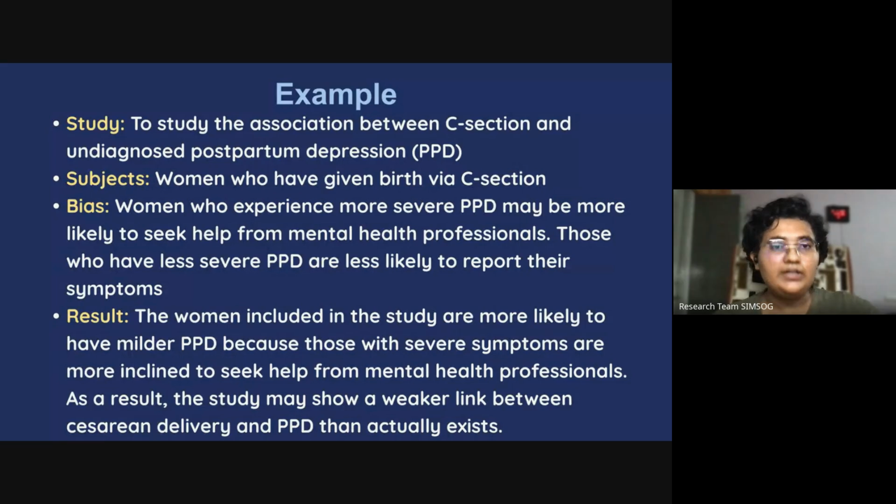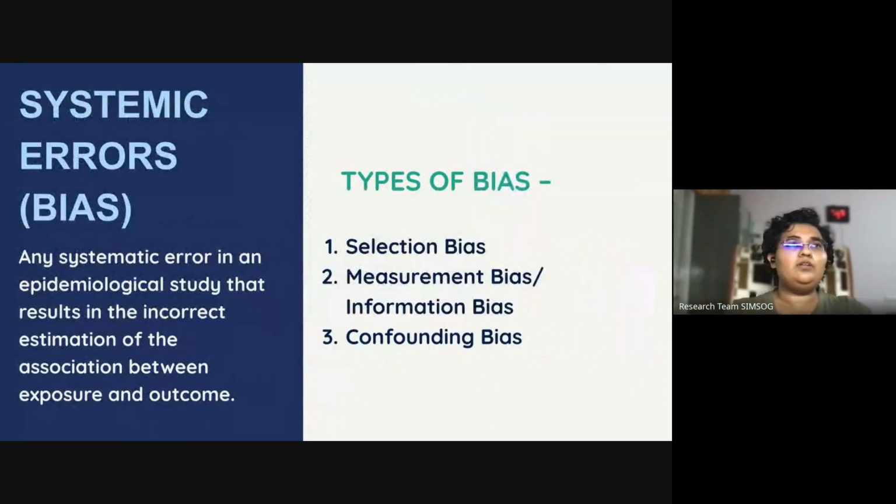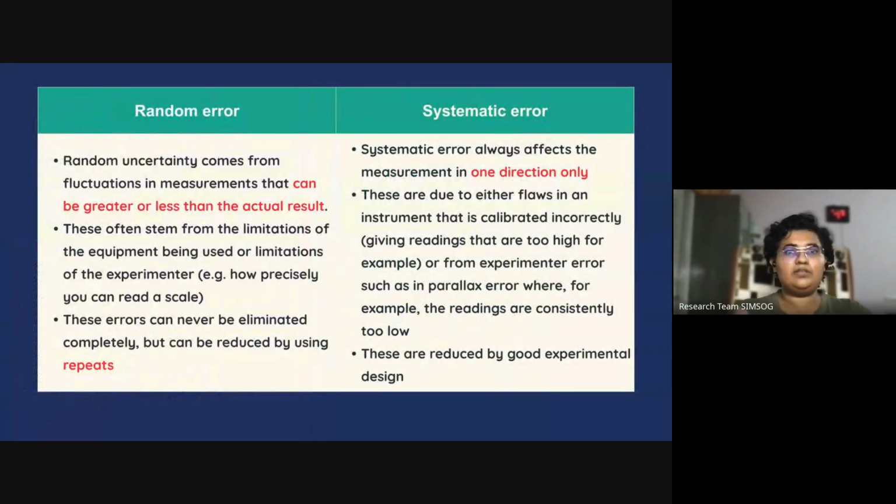So when there is such a unidirectional change because of some flaw in the study design or some flaw in the calibration of the instrument, that is a systematic error. That is a problem in the instruments we are using, whether that be some measurement tool or the study design. And random error is mostly just human error that can occur. I hope that answers your question.